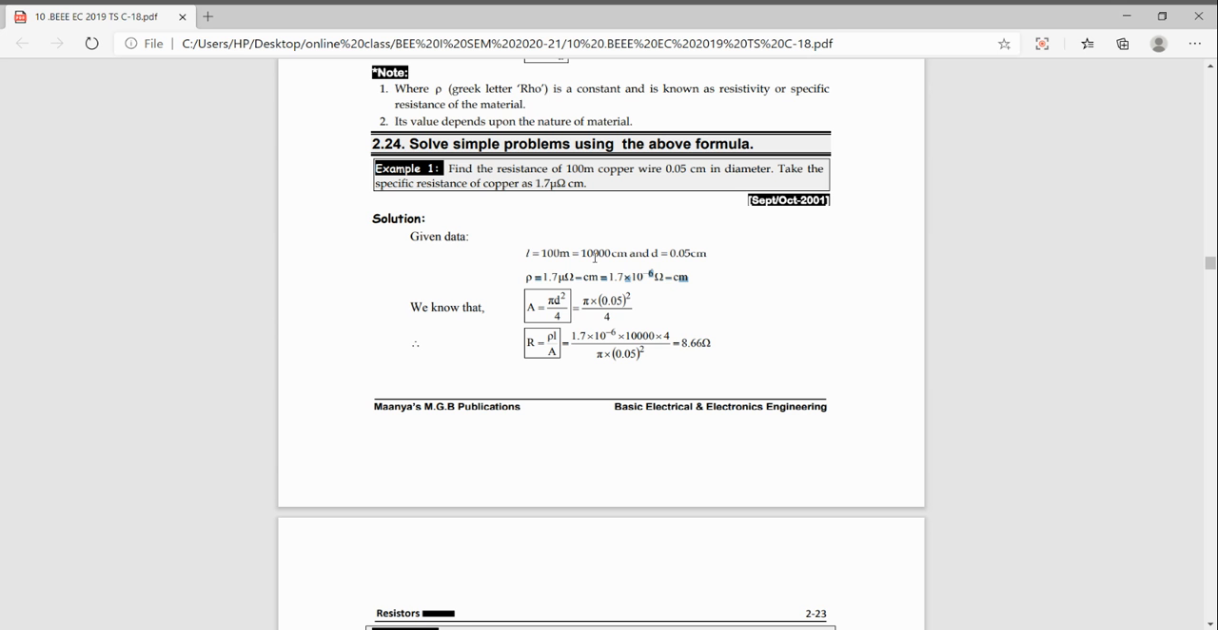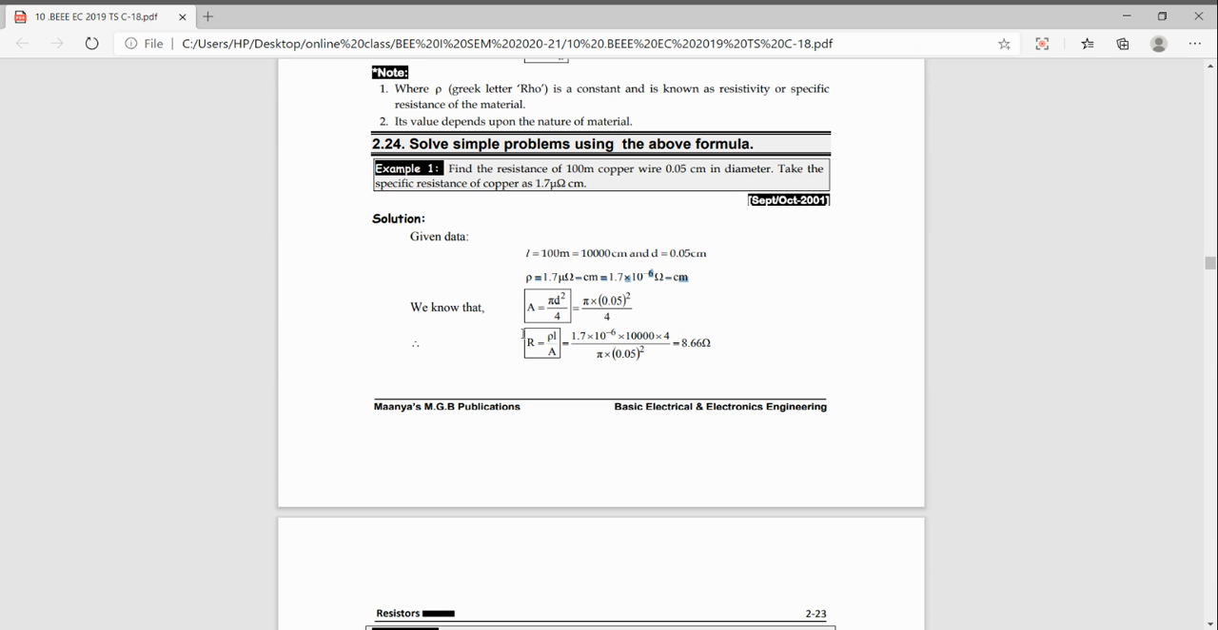So 100 meters is equal to 10,000 centimeters, because we know that 1 meter is equal to 100 centimeters. By multiplying 100 into 100 we'll get 10,000 centimeters, and D is equal to 0.05 centimeters and rho is equal to 1.7 into 10 to the power of minus 6 ohm centimeters.